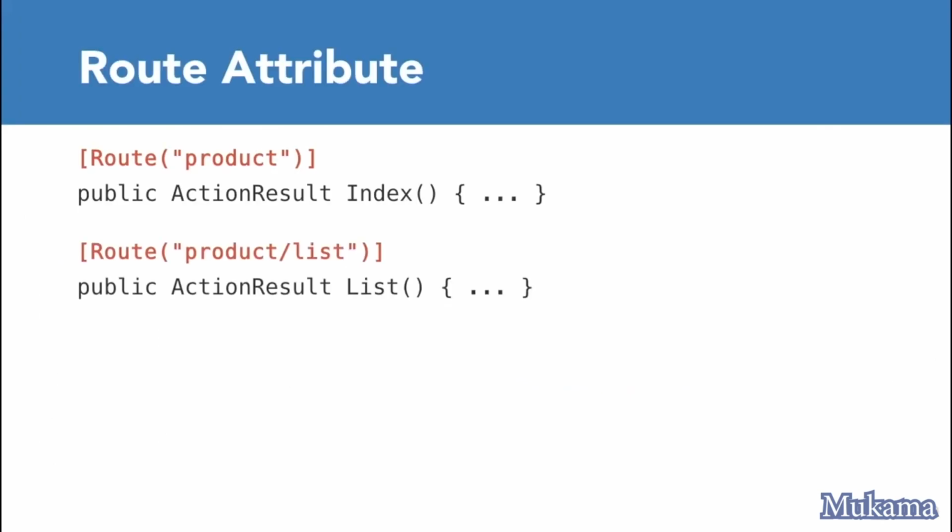The most basic attribute used in attribute routing is the Route attribute. It allows you to specify the URL path that you would like to use for this action method. In the second example shown, the route is being changed to product/list. Note that all of the routes are assumed to start from the root of the website, so we don't need to use the leading slash.